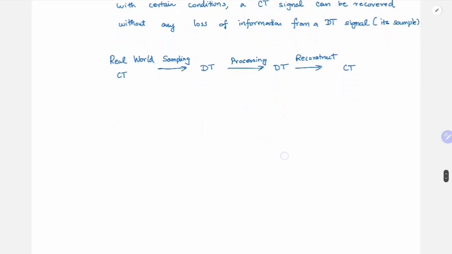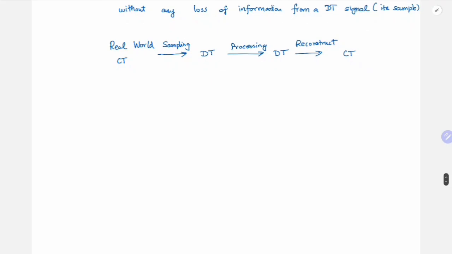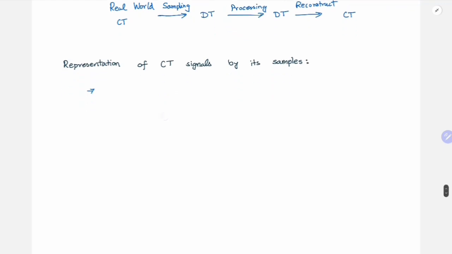So as a first step, we'll first see the representation of continuous time signals by their samples. In this, we'll first see how we do the sampling, how we represent the samples, right? For that, we have something called impulse train sampling.